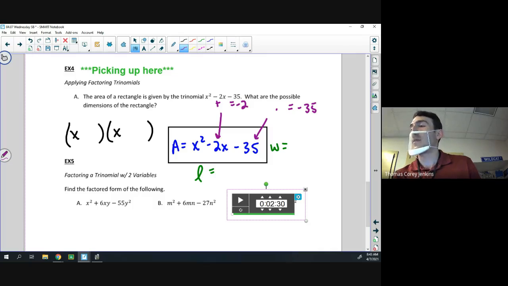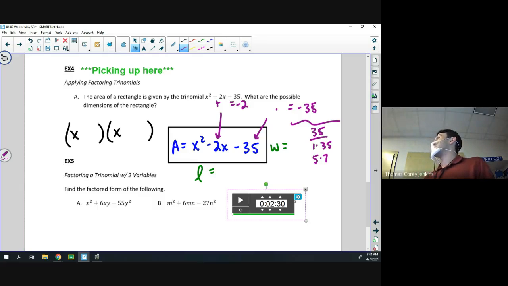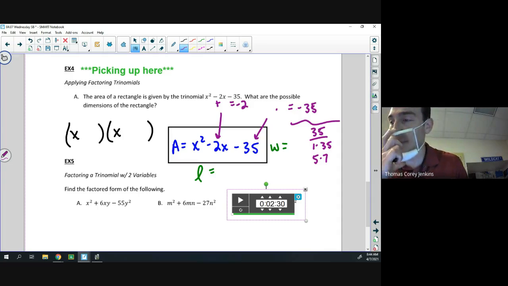When c is negative, in my opinion, those are the toughest ones. So I like to write out my multiples of 35. So let me just do that. So ways we can make 35: 1 times 35. 2 doesn't go in, 3 doesn't go in, 4 doesn't go in, 5 does. 5 and 7. So really we don't have too many combinations to choose from. So that makes it a little bit easier.